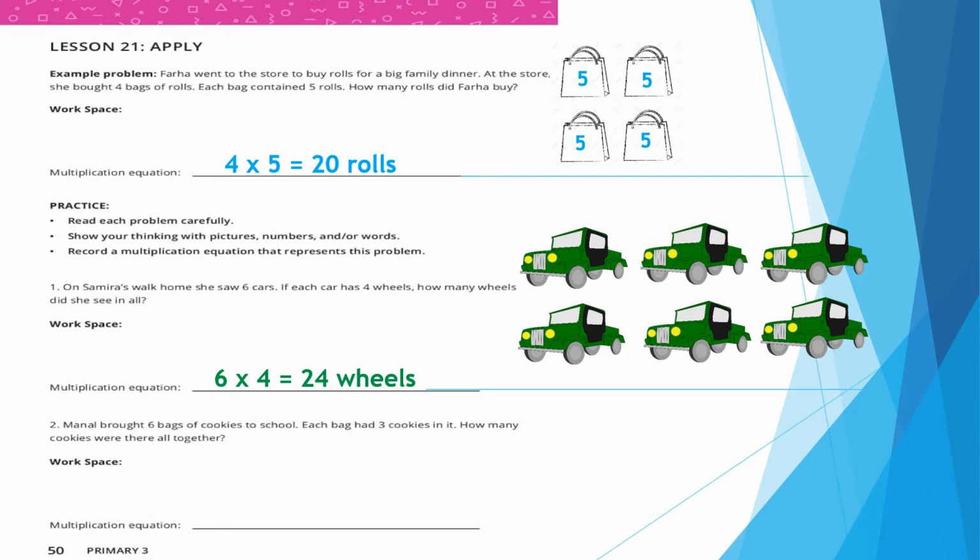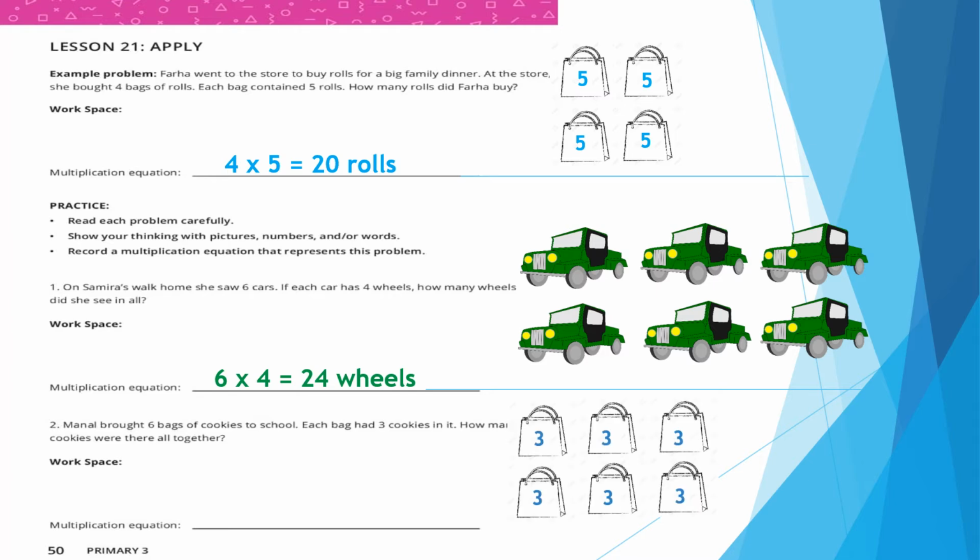Number 2: Manal brought 6 bags of cookies to school. Each bag had 3 cookies in it. How many cookies were there all together? So we will draw 6 bags. Each bag contains 3 cookies. So 3 here is repeated how many times? 6 times. So it's 6 times 3 equals 18 cookies, because he is asking how many cookies.